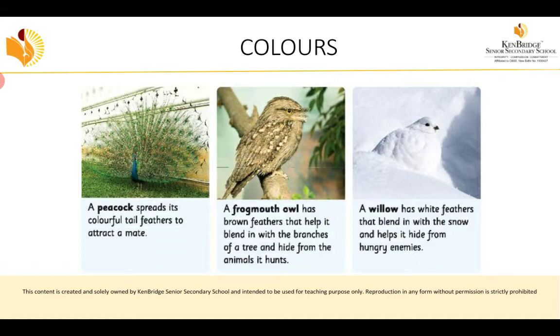So the color is also helpful in many ways. For the peacock, it helps to attract a partner, and the frogmouth owl has brown feathers so that it can hide from enemies. The willow ptarmigan also has white feathers, so it can hide inside the snow. So in this way the color is also helpful.